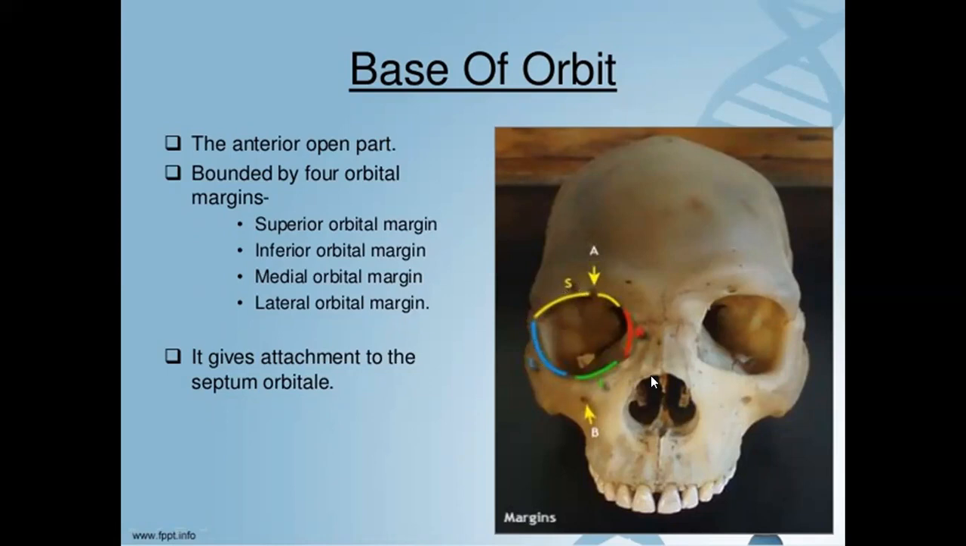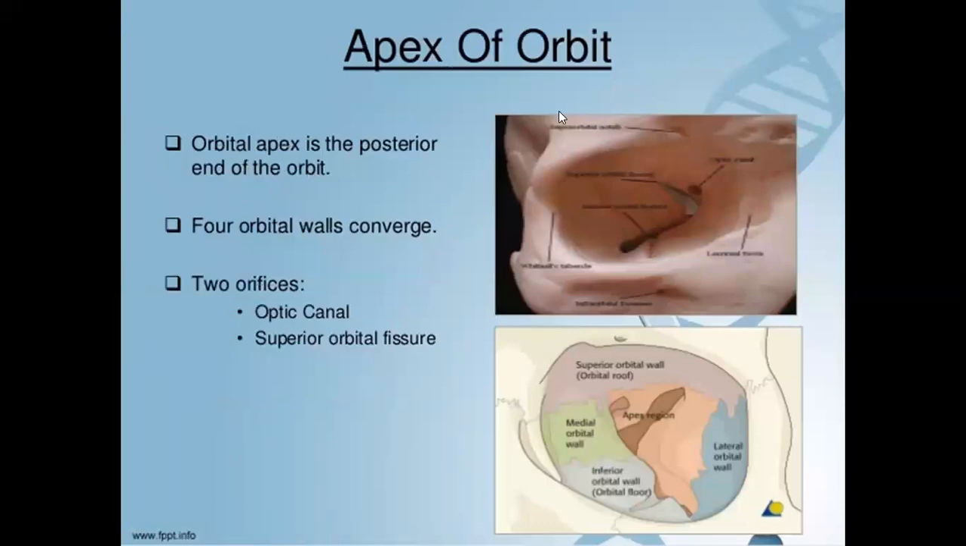So this orbital margin gives attachment to the orbital septa. This is about the base of the orbit. Next we will move to the apex of the orbit.